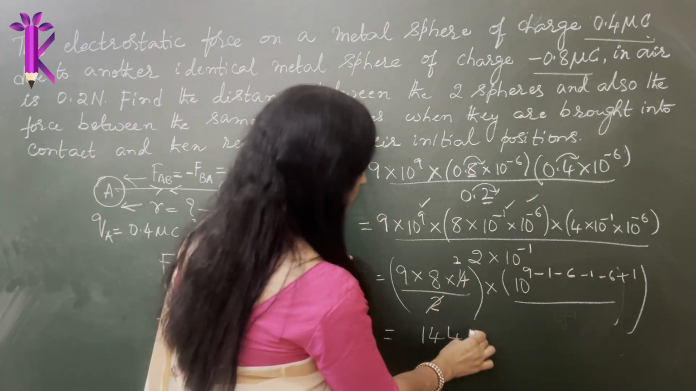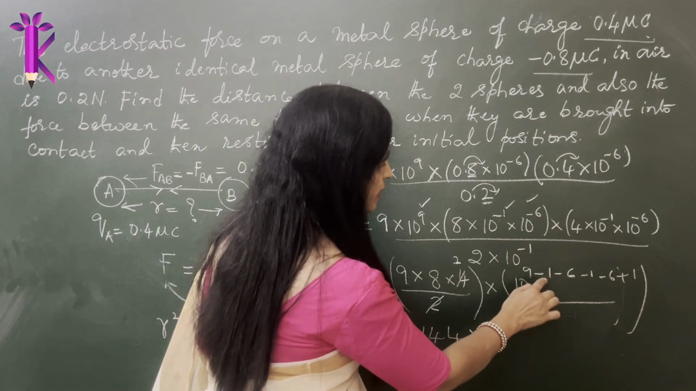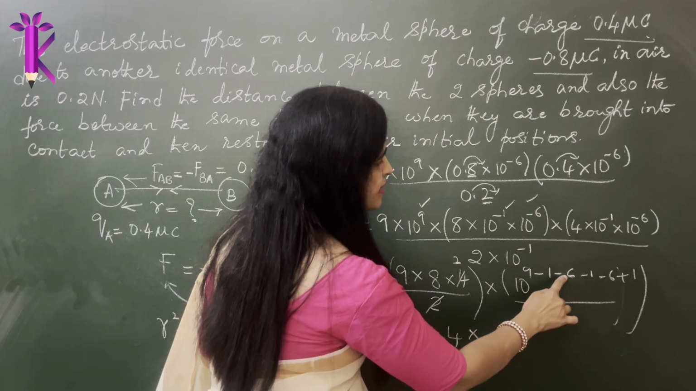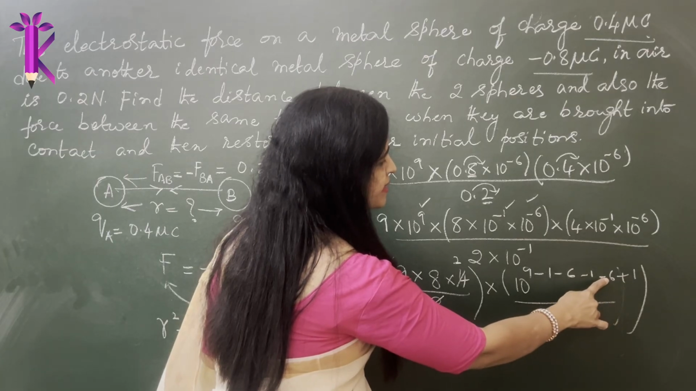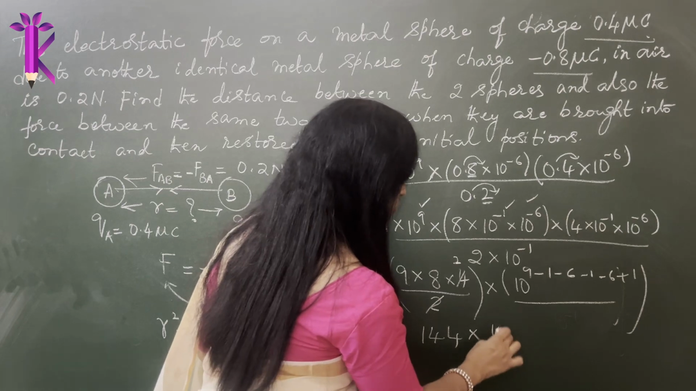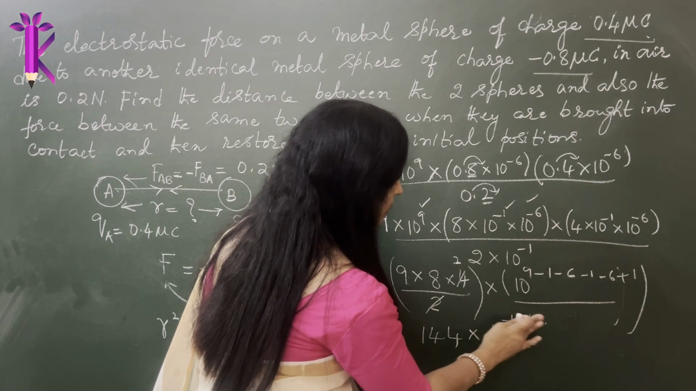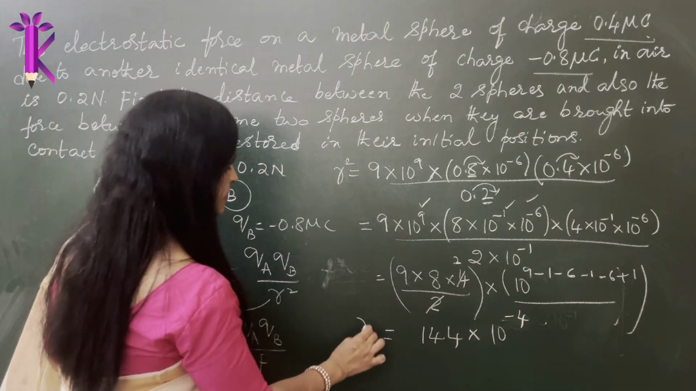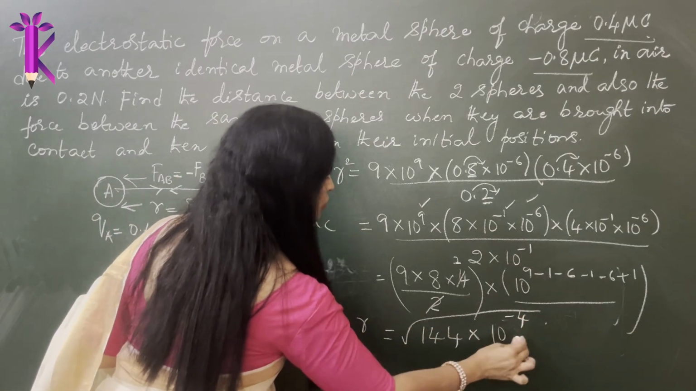Now what will be this? Let's figure this out. Let's do the powers first. 9 plus 1 is 10, minus 1 minus 6 is minus 7, minus 8, minus 8 minus 6 is minus 14, minus 14 plus 10. So minus 14 plus 10 is nothing but 10 to the power of minus 4. That is r square.